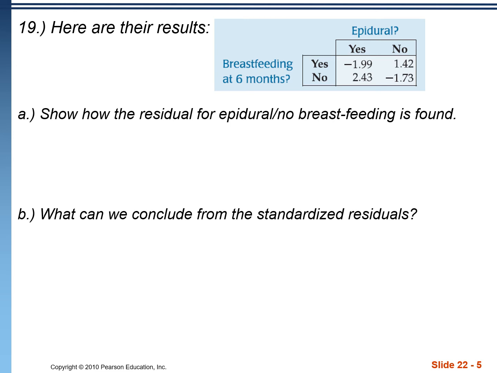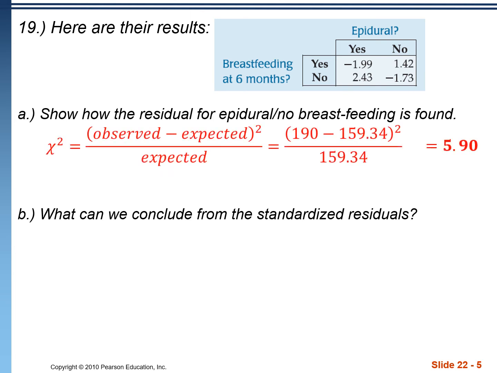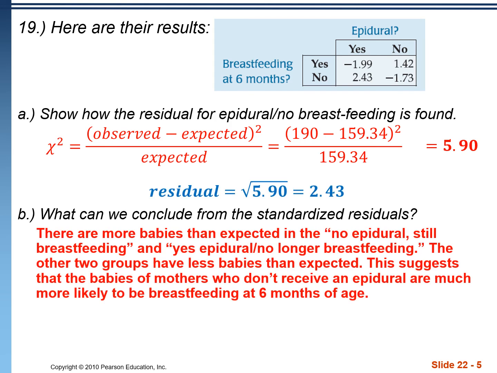So we want to show the residual for epidural / no breastfeeding, again, that bottom left. We found 5.90 as the chi-square value for this bottom left cell. The residual is just the square root of that value. So the square root of 5.90 gives us 2.43. The reason it's positive is because there's more data in this cell. The count is higher than we would expect. A negative residual means that there's less data. The count, for example this spot right here, is lower than we expected if these two variables were actually independent.